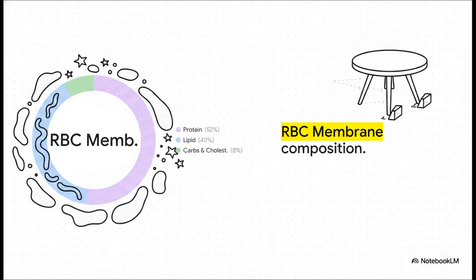If we look at a really specific example, like the human red blood cell membrane, we can see it's mathematically precise. It's about 52% protein, 40% lipid, and a small 8% mix of carbohydrates and cholesterol. And I really want to highlight that cholesterol part. You know when you sit down at a restaurant and your table has that one incredibly wobbly leg? So you fold up a napkin or a piece of paper and wedge it tightly underneath to stabilize the whole thing? That is exactly what cholesterol does in your cell membrane. It wedges itself right between those fluid lipids to stabilize the whole fluid structure so the membrane doesn't just fall apart and turn to mush. It's an absolutely brilliant piece of biological engineering.